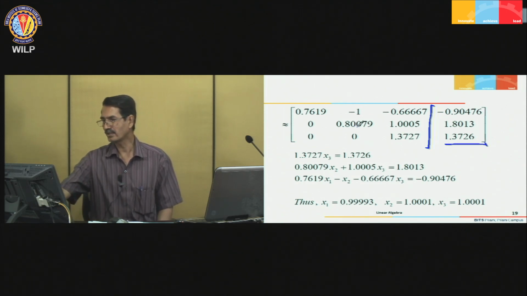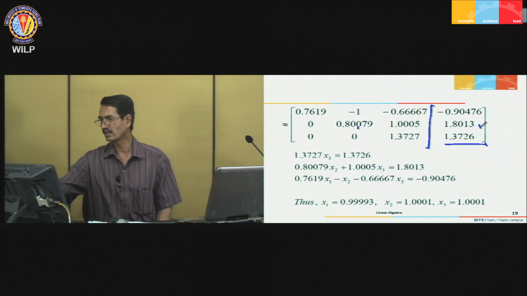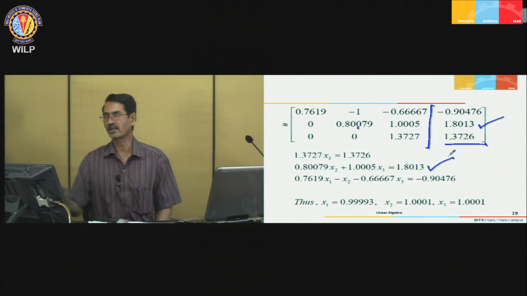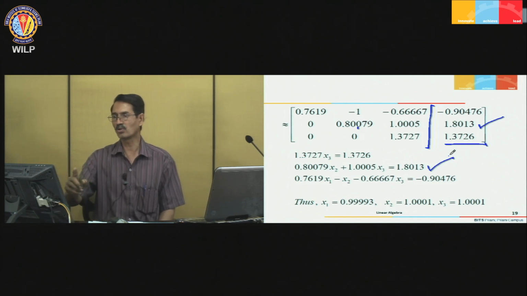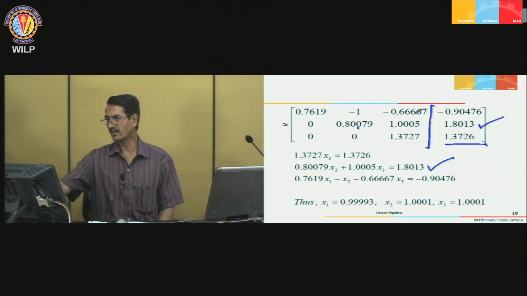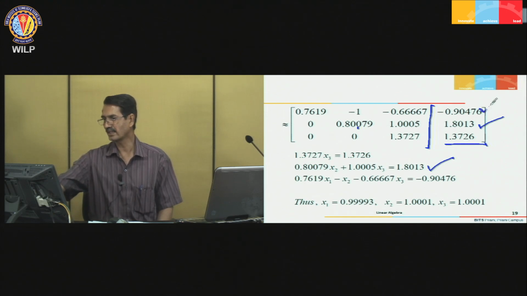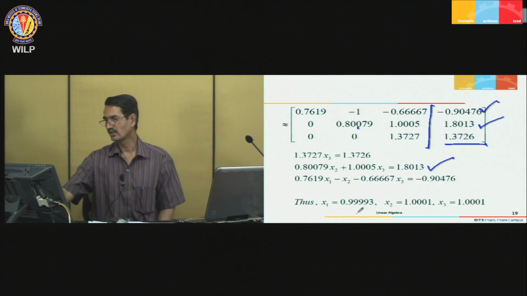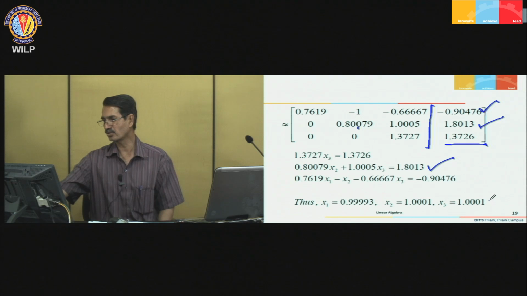Again, from here, this into x2 plus 1.005 into x3 is equal to 1.8013. Now that x3 is known, x2 will be calculated from here. Then from the first row, 0.7619 into x1 minus 1 into x2 minus 0.66667 into x3 is equal to this quantity. From here, x1 will be calculated because x2 and x3 are already known at this stage. Therefore, you can see that x1 is this, x2 is 1.0001 and x3 is also 1.0001.